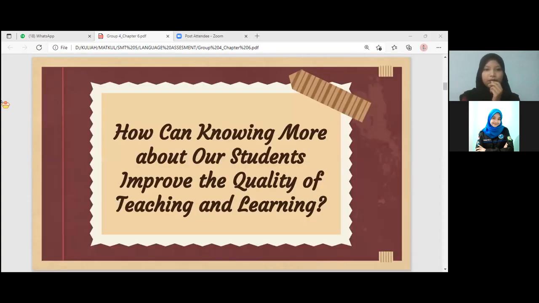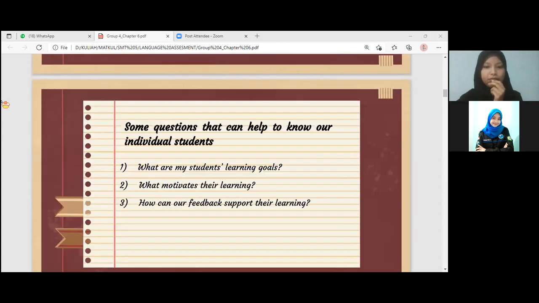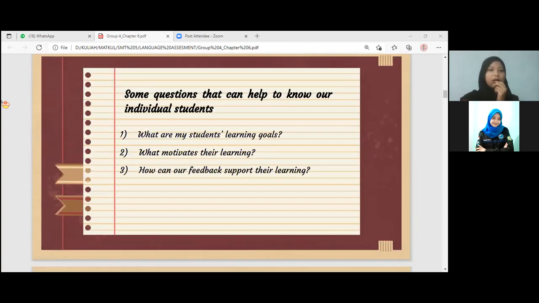Right. The first is how can knowing more about our students improve the quality of teaching and learning? To know that, we have to know more about our students. Assessment approaches and practices can help us to better understand our students' learning by addressing these questions about who our individual students are. The first is, what are my students' learning goals? The second is, what motivates their learning? The third is, how can our feedback support their learning?